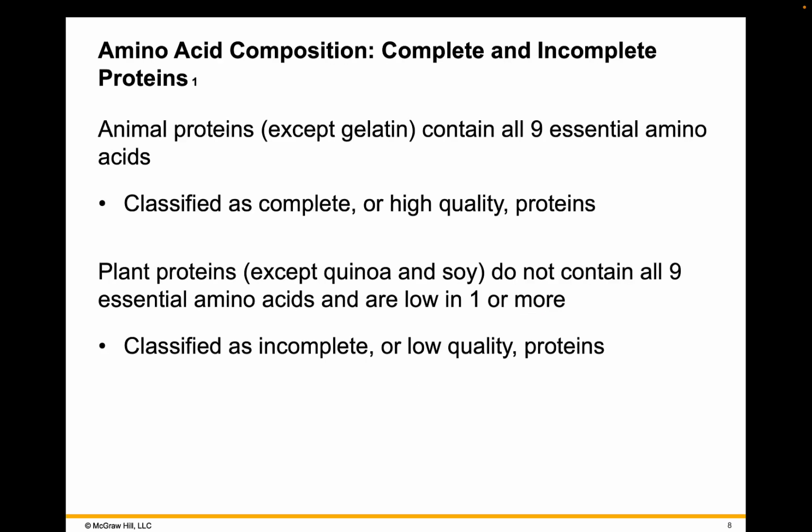Now, the other thing we have to keep in mind here is how we characterize proteins, and you're going to hear the term complete versus incomplete. Animal proteins, except gelatin, will contain all 9 essential amino acids. These will typically be considered complete or high-quality proteins. Plant proteins, on the other hand, do not contain all 9 essential amino acids. Now, there are 2 exceptions here, and those are going to be quinoa and soy. Other than quinoa and soy, plant proteins tend to be missing one or more of the essential amino acids, and so they will typically be classified as incomplete or low-quality proteins.